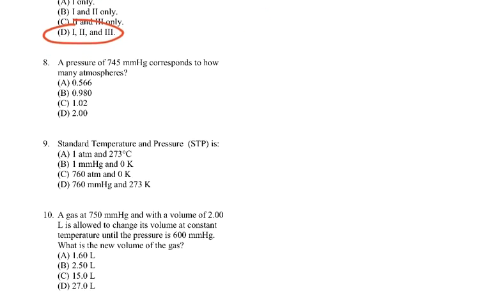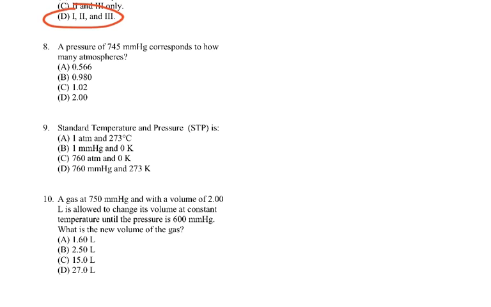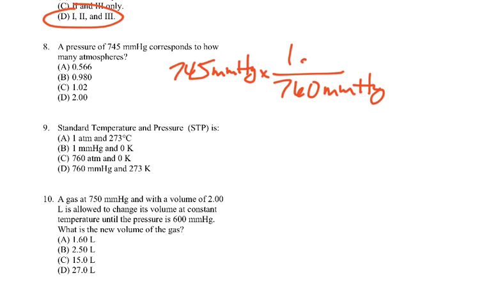Okay, number 8. A pressure of 745 mmHg corresponds to how many atmospheres? Okay, that's a good one. So 745 mmHg. Then we know we need a conversion, and we have memorized that there's 760 mmHg for every 1 atmosphere. So 745 divided by 760, we need an answer a little bit less than 1. So certainly we can knock those off. In fact, we can knock all those off. We know the answer must be B, even without calculating.